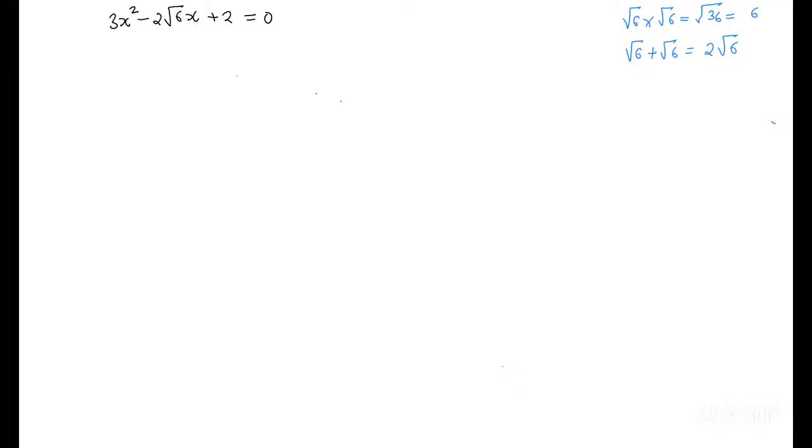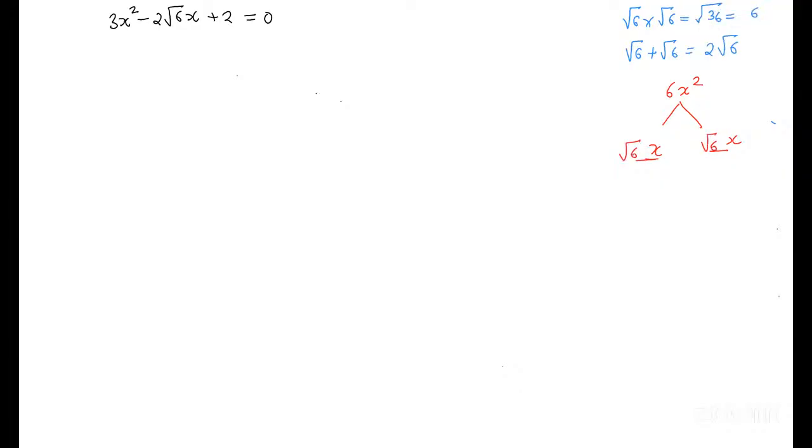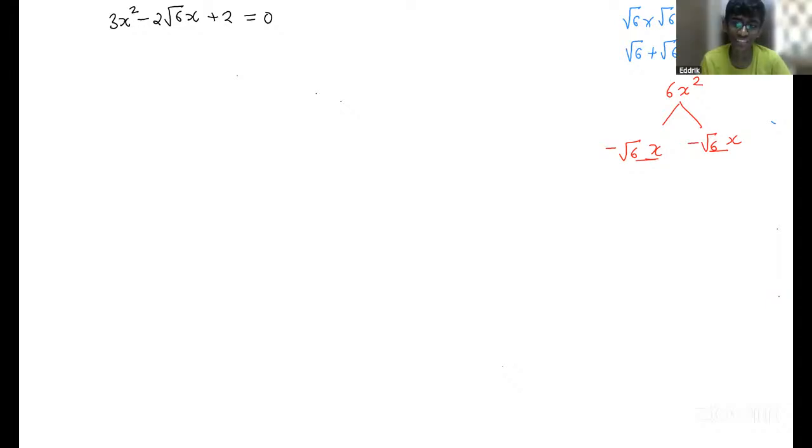So first of all, when we multiply the first terms, what will we get? We will get 6x square. Now one x I will write here and one x I will write here. Now I want root 6 in between. So I will write root 6 and root 6, where root 6 multiplied by root 6 is 6, and root 6 plus root 6 is 2 root 6. We need minus, so I will put the minus sign on the board. Yes, sir, need minus. Did you understand, guys?